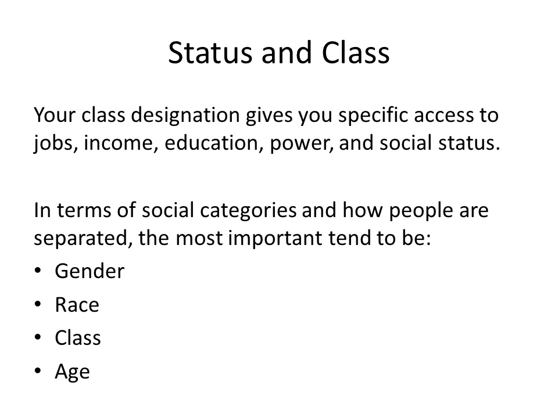So let's talk about some differentiations here. Your class designation gives you specific access to jobs, income, education, power, and social status. So, for example, if your mom and dad are super wealthy and you're not a very good student, you can still go to Harvard or Yale because your parents just have to make a large donation on your behalf.